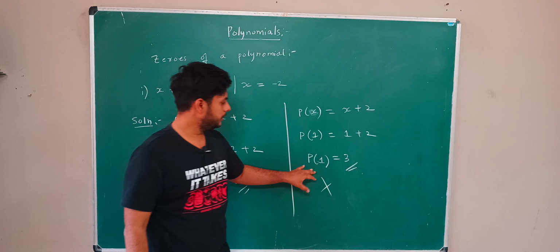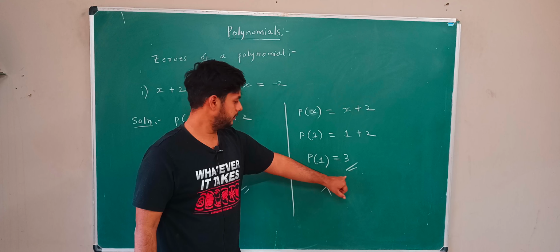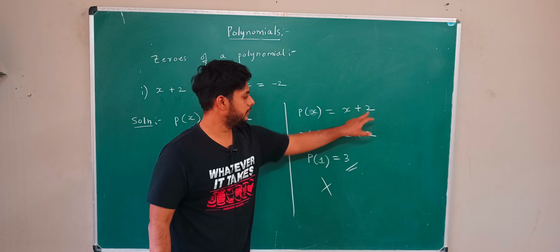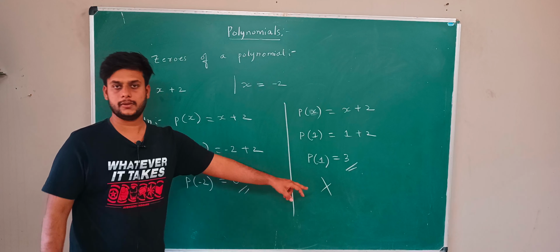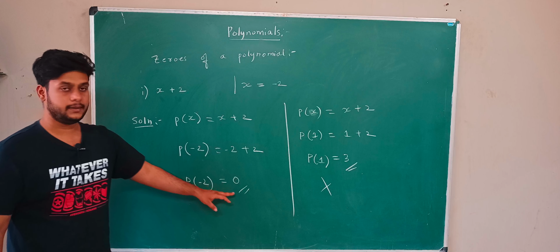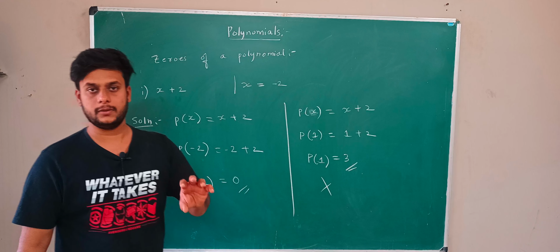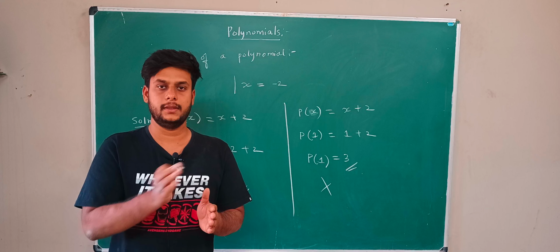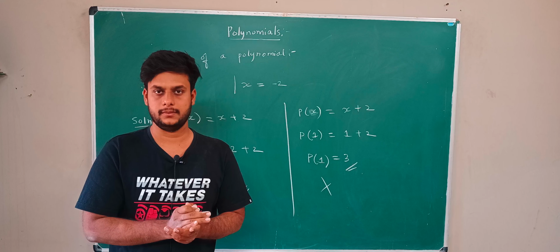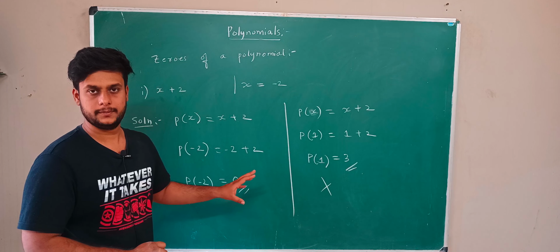Similarly, if I take 0, I will get 0 plus 2, which is 2. Yes or no? So until I get the value of that equation to be 0, I should keep on validating the terms. Okay, this was one simple expression.